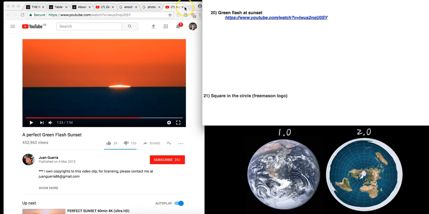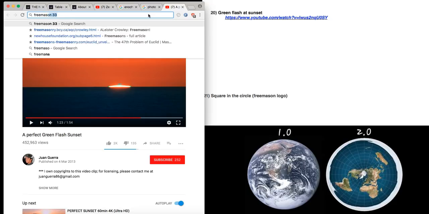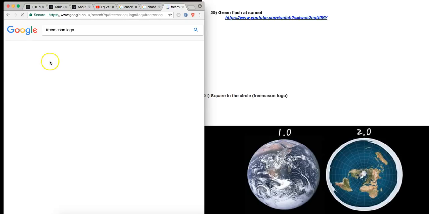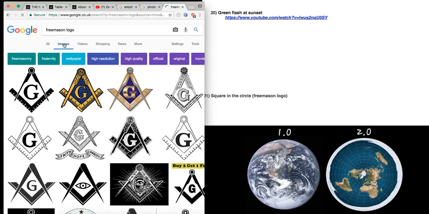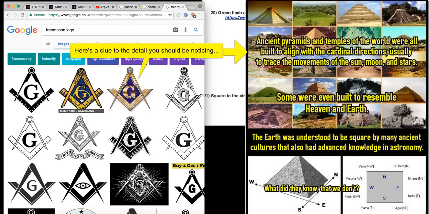So I wanted to talk about the Freemasonic logo now for a minute before I wrap things up. So you'll notice here attention to detail. What you notice here is that the square is behind the circle. So it's, in a way, in. The square is in the circle.